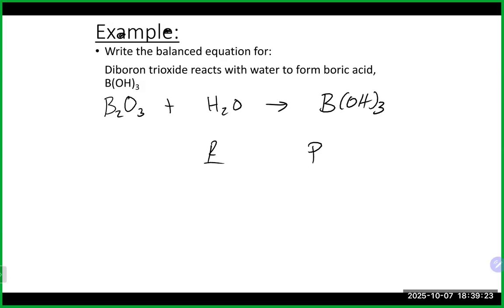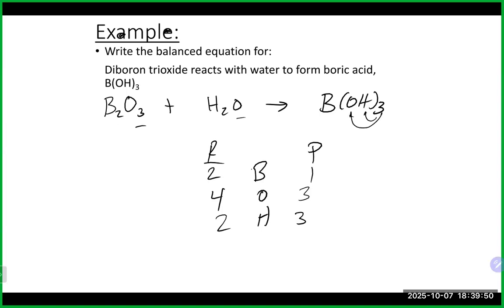In this case, we got 3 elements. We got boron, oxygen, hydrogen. So we have 2 borons on the left, 1 on the right. We got 3 oxygens there, plus 1 more makes 4. This 3 does get distributed to everybody inside. So we got 3 oxygens there on the right. And hydrogen, we got 2 on the left, and again, the 3 that gets distributed.